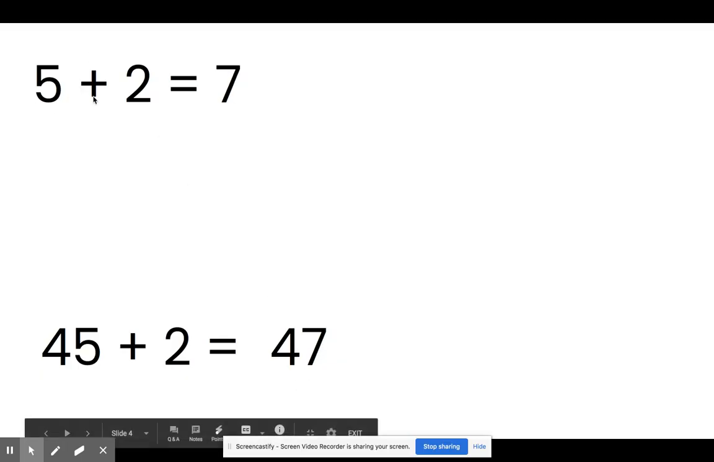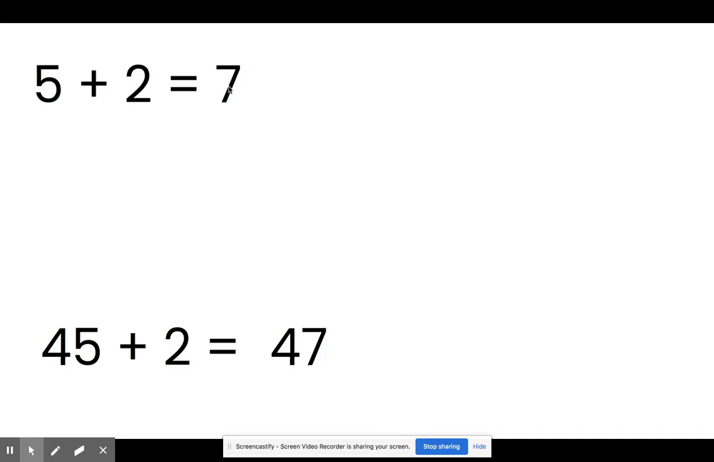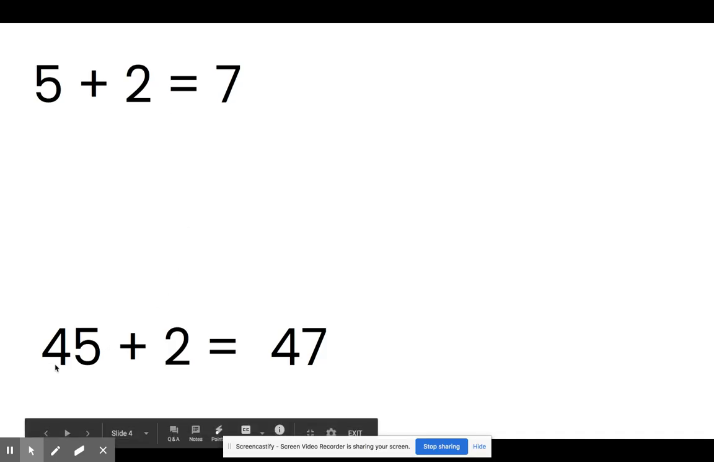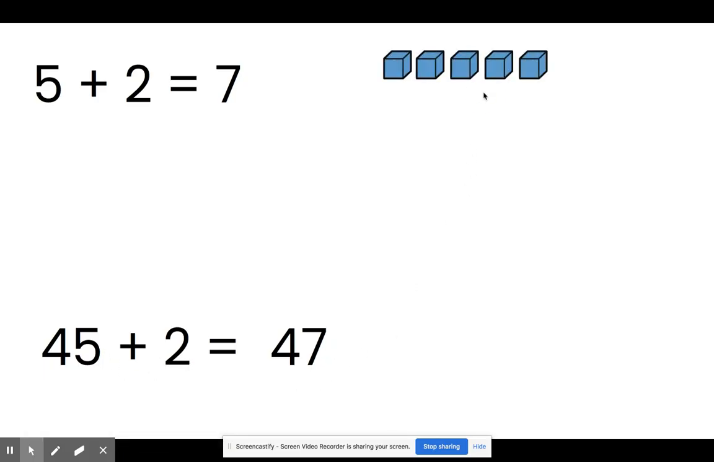Here we have 5 1s plus 2 1s. Down here in 45 plus 2, we also have 5 1s plus 2 1s, but there's an additional 4 groups of 10. But if you recognize that 5 plus 2 equals 7, then even when you add groups of 10, you can still look at your 1s and find those patterns. 5 plus 2 still equals 7. So here are 5 1s. We add 2 more, which gives us a total of 7.